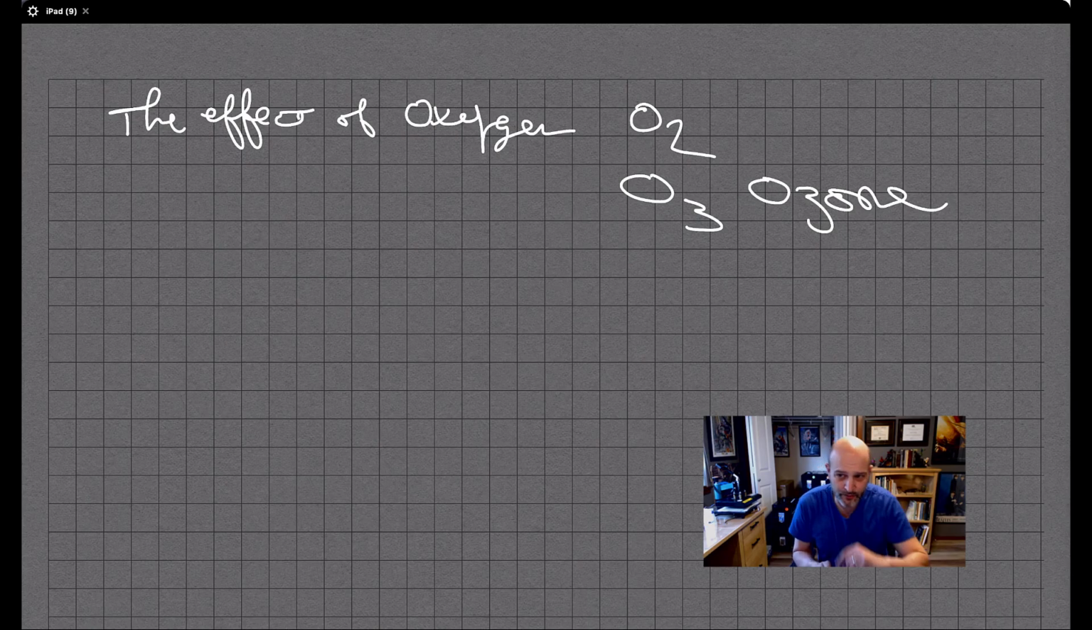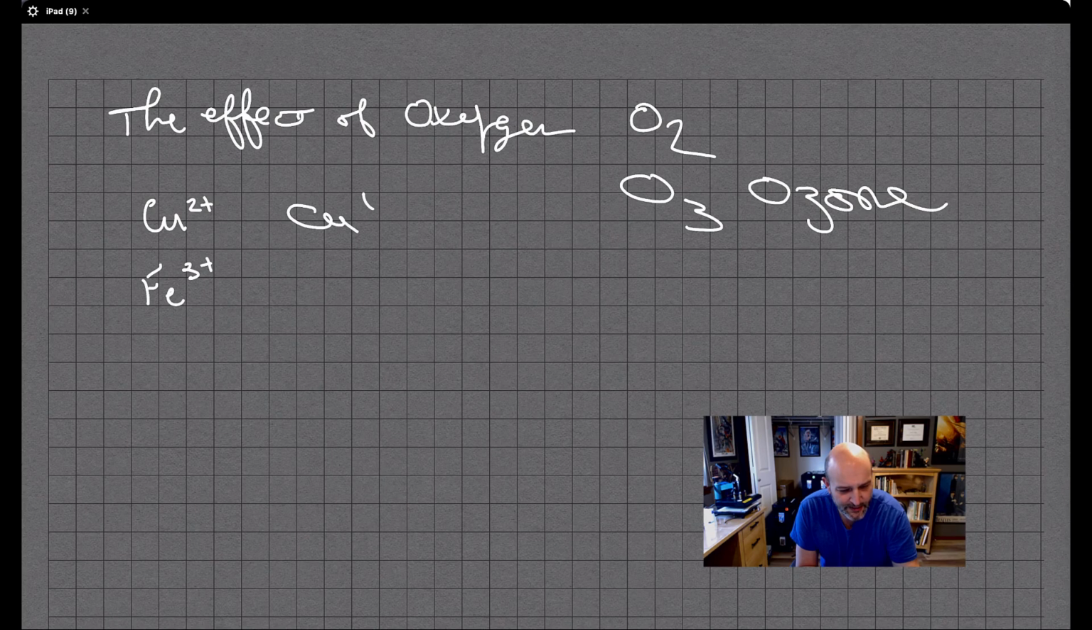The auto-oxidation of cellulose, and sorry, I'm reading some of my notes here, is also catalyzed by copper 2 plus and iron 3 plus, but more so by the lower groups. It's faster by copper 1 and by iron 2, which are the lower oxidation states. So if you remember from any classes you may have had before, copper 2 is called the cupric ion, copper 1 is called the cuprous ion, iron 3 is called the ferric, and iron 2 is called the ferrous ion.